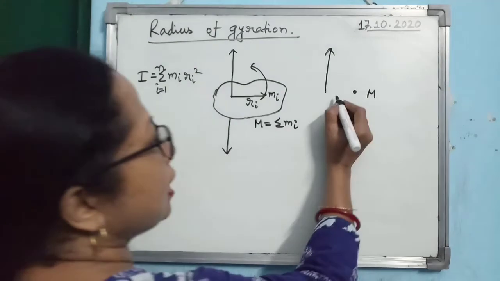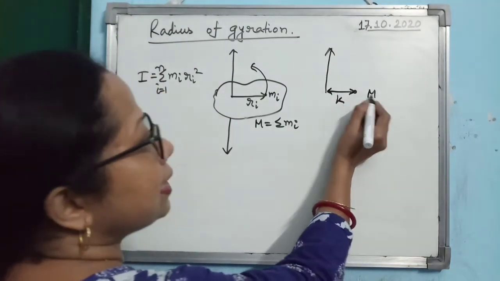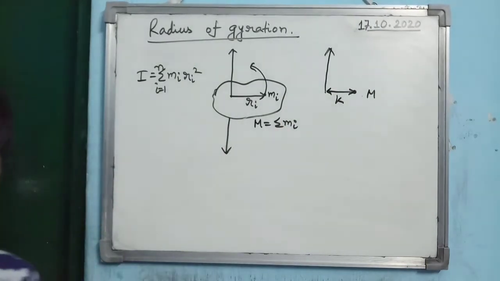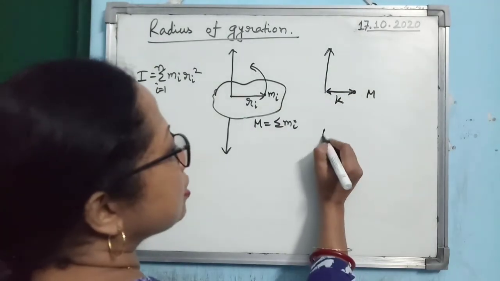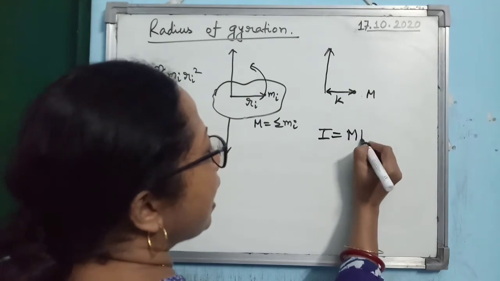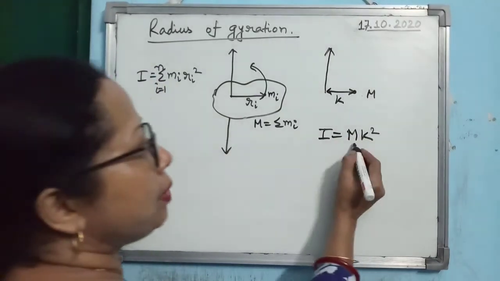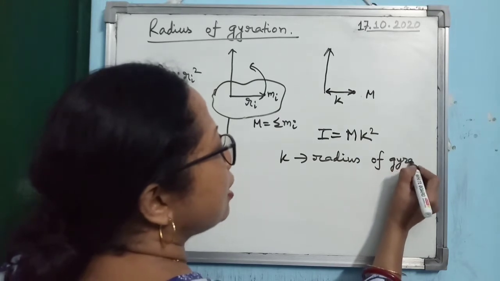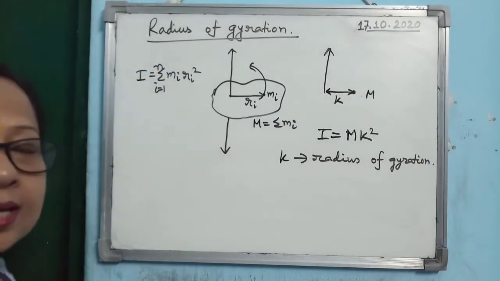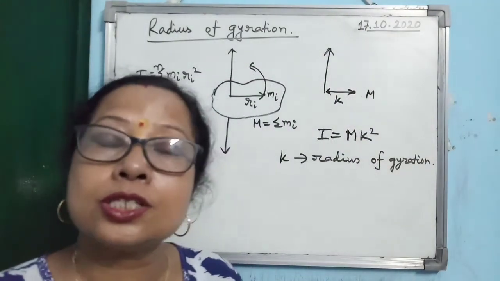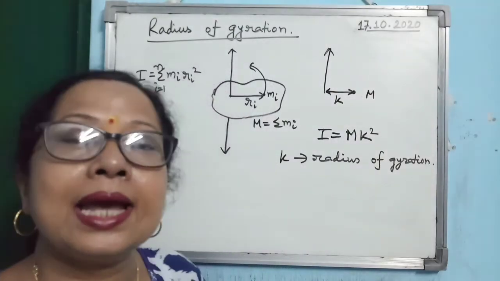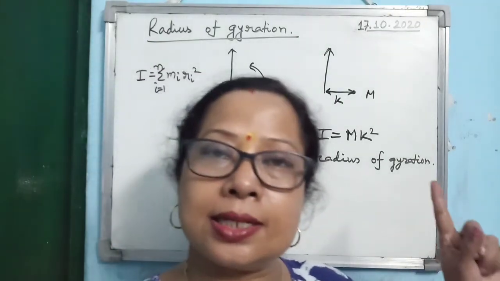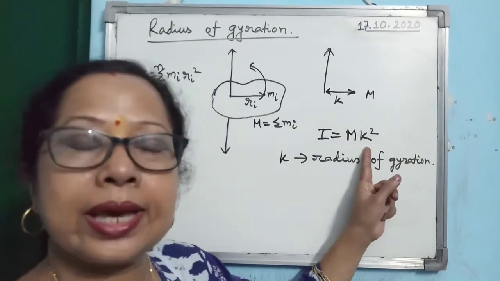Is that clear? Then if I consider it as one particle, the distance of the center of mass from the axis of rotation is denoted by K, and that is the radius of gyration. K is chosen in such a manner that the moment of inertia will be given by M into K square. This K is known as the radius of gyration. So how can you define the radius of gyration? It is the distance of the point where we consider the entire mass of the body to be situated, and the value of K is such that I is given by M into K square.